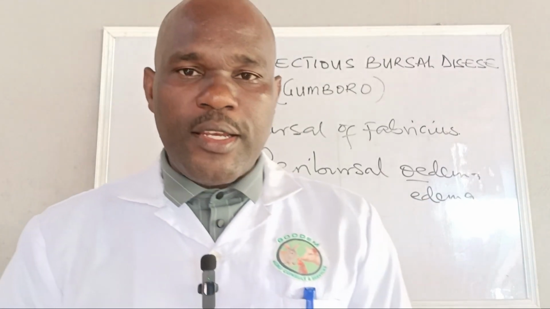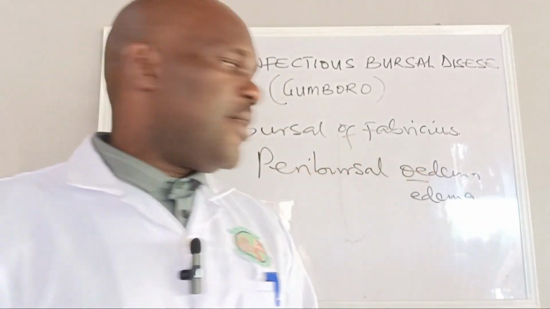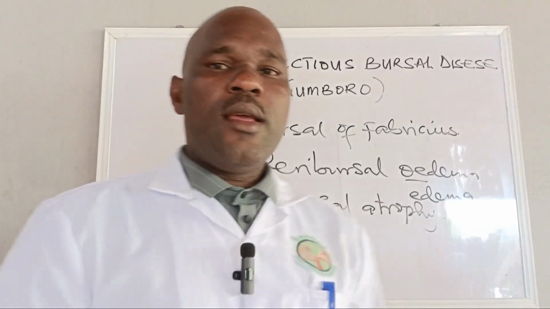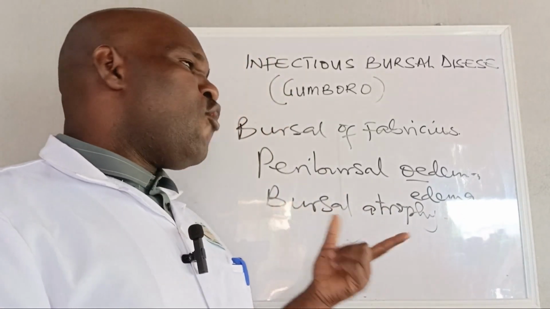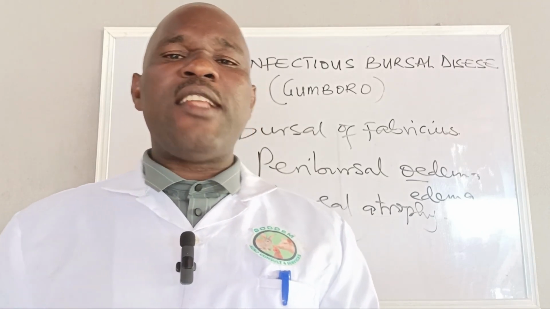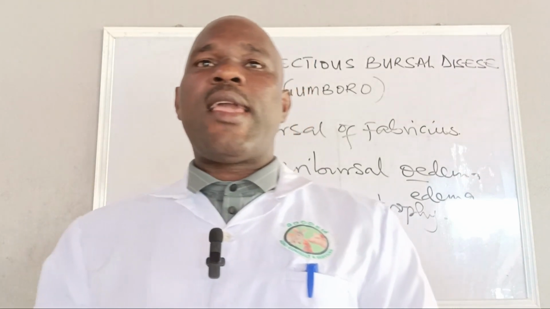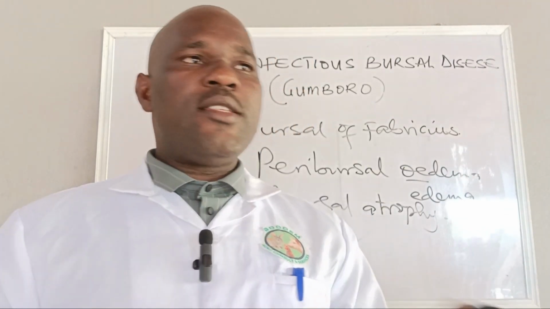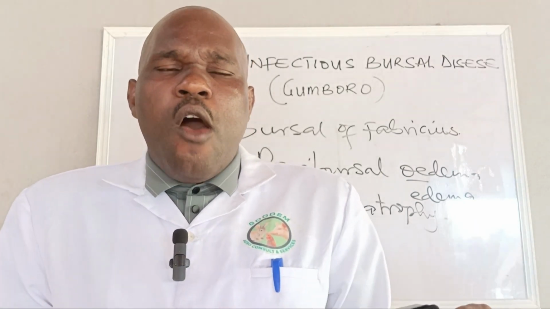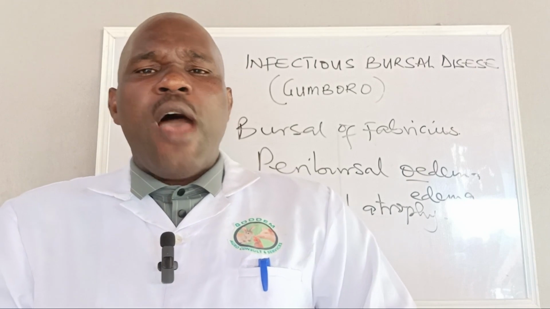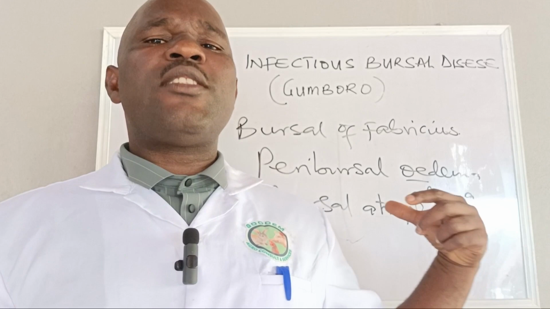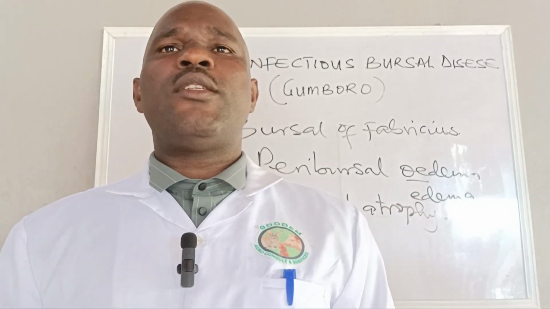As a matter of fact, because of bursal atrophy, the functionality of the bursa will be reduced. And so it will no longer be able to produce the antibodies that are supposed to fight against other infectious organisms. By so doing, the bird will be susceptible to other normal pathogenic viruses and bacteria because the immune system has been tampered with.